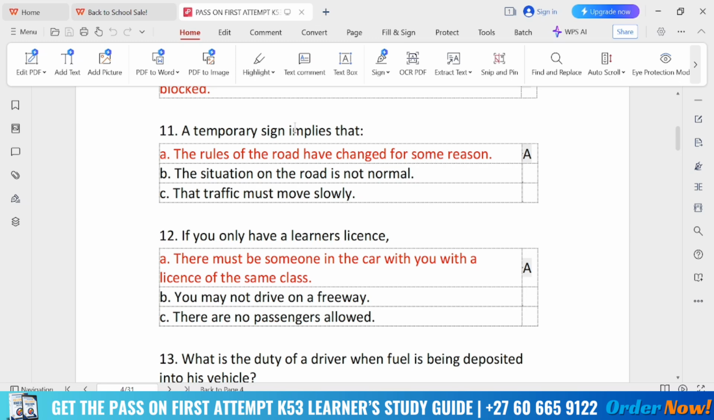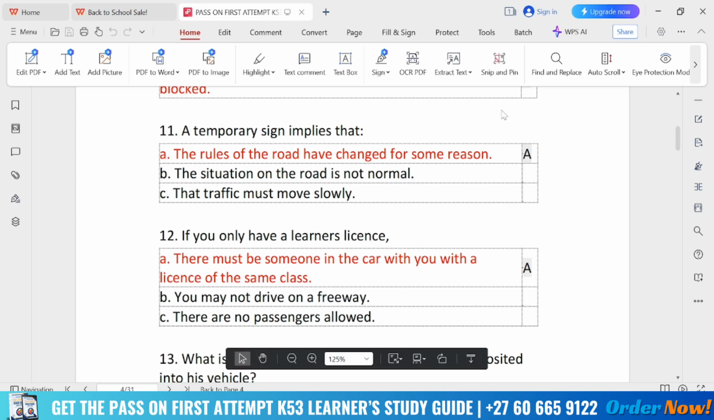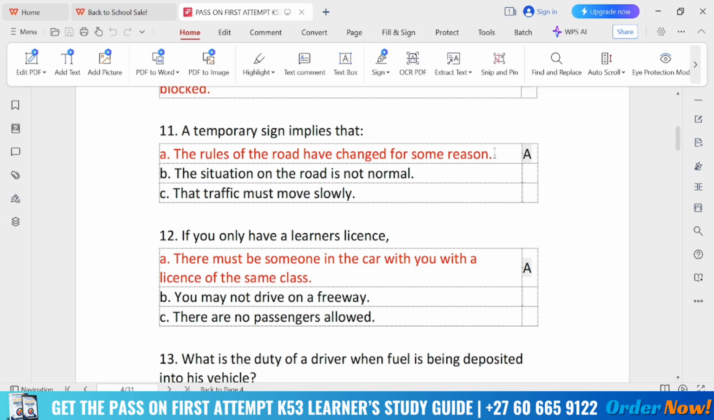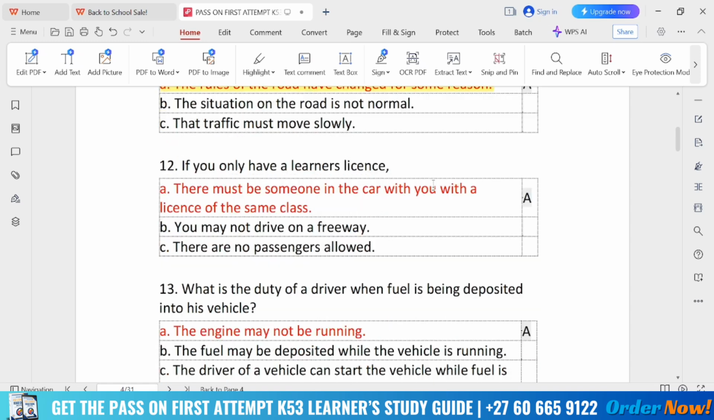A temporary sign implies that, option A, the rules of the road have changed for some reason. B, the situation on the road is not normal. C, the traffic must move slower. So a temporary sign implies that the rules of the road have changed for some reason. So we put a temporary sign there to temporarily monitor the situation and apply the new road rules that are now corresponding to that sign. So this one is our correct answer there. Okay, now moving on to number 12.